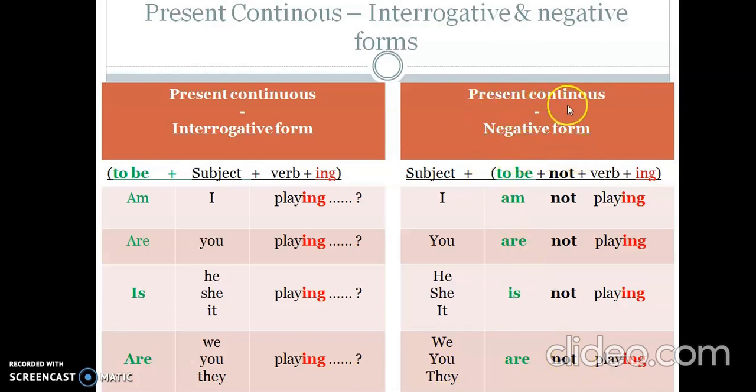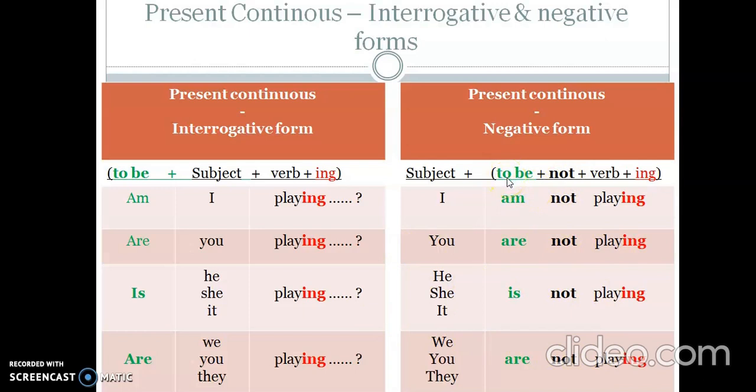Again, we have the negative form for the present continuous. It's the same as the regular form, the affirmative form. You can say I am playing, or if it's a negative answer, we say I am not playing, or you are not playing, he is not playing, and we are not playing. You simply add not after the verb to be.